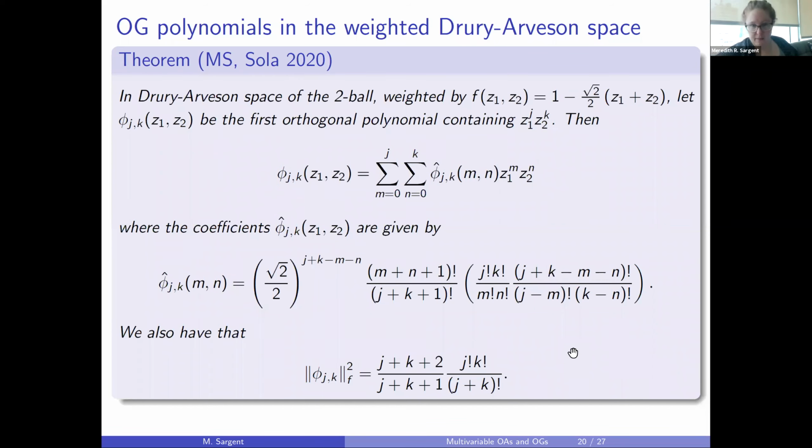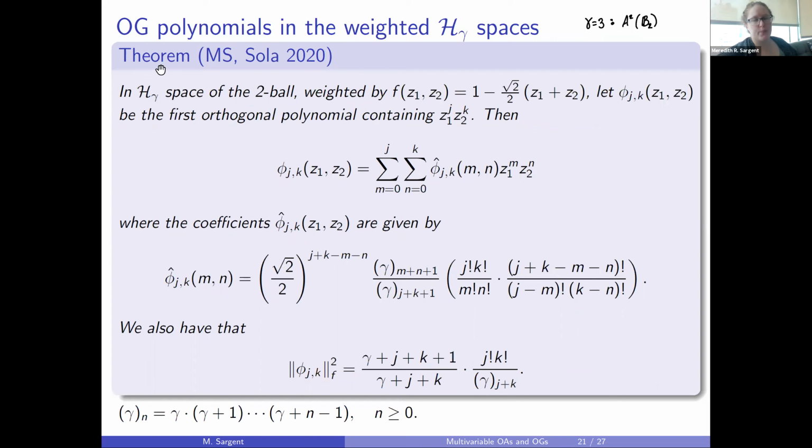And then, of course, this is Bergman space week. So here I am looking at the more general case. I'm looking at these H sub gamma spaces of the 2-ball. We found these in a paper by Richter and Sunkus. These are just spaces where you take a similar reproducing kernel to the Drury-Arvidsson reproducing kernel, and then you weight it by some number gamma. If you choose gamma equals 3, you get the Bergman space of the ball, for example.